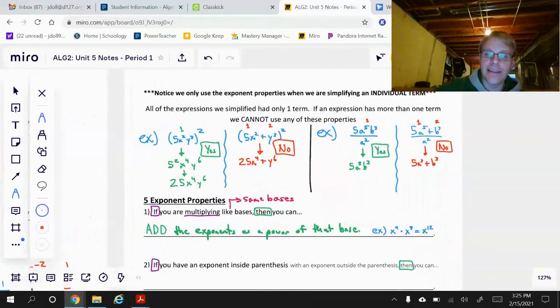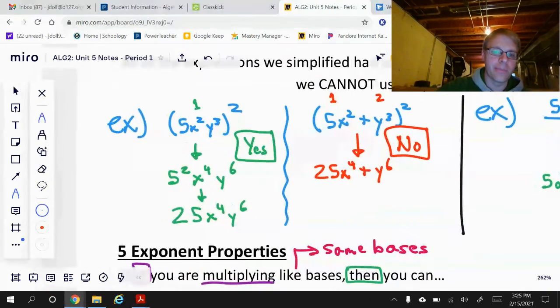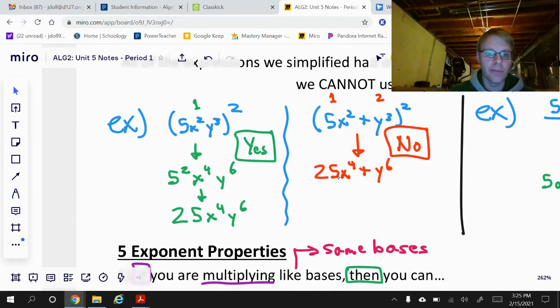Last thing to talk about here, guys, and we've discussed this earlier, is that these are properties only to be used when we are dealing with an individual term as our expression. If you have multiple terms in your expression, then you cannot use these properties on the expression as a whole. Take a look at these two examples. In the first example, we have a one-termed expression, 5x squared y to the third, all of it squared. One term because there are no addition or subtraction signs. I can use the second property to multiply the outside exponent by all the inside exponents and simplify.